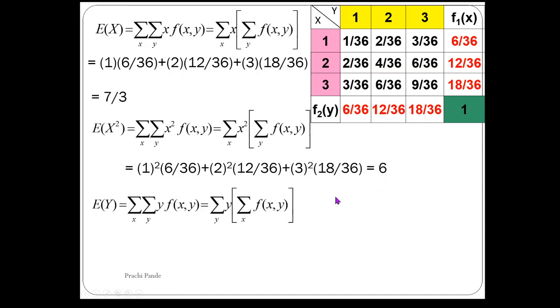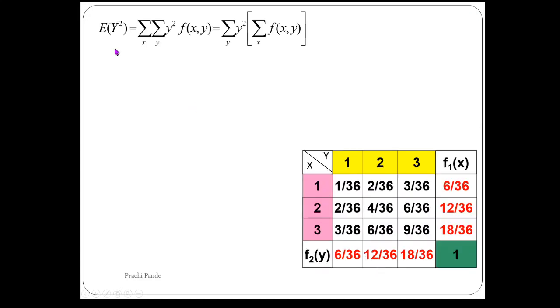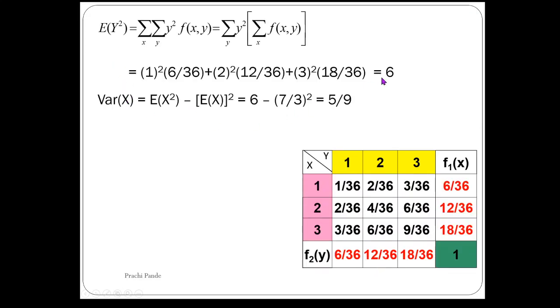And expectation of y is equal to double summation over x and y of y into f of xy. When y is 1, probability is 6 by 36. When y is 2, sum of the probability is 12 by 36. And y is 3, sum of all the probability is 18 by 36. So it is 1 into 6 by 36 plus 2 into 12 by 36 plus 3 into 18 by 36, which is equal to 7 by 3. And expectation of y square is equal to 6.